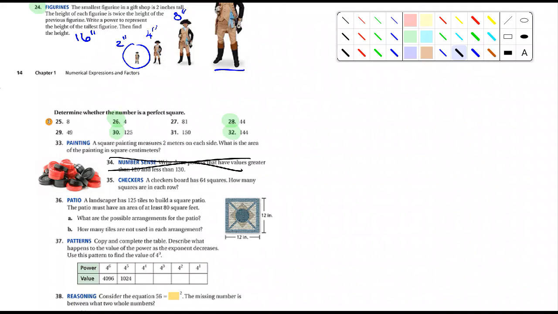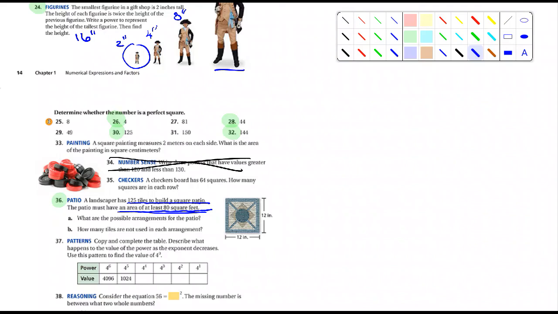36, a landscaper. A landscaper has 125 tiles to build a square patio. The patio must have an area of at least 80 square feet. It says, what are the possible arrangements for the patio? So I think what they're asking is 125 tiles. Okay, so there's two conditions. You can't have more than 125 tiles, and the area must be at least 80.